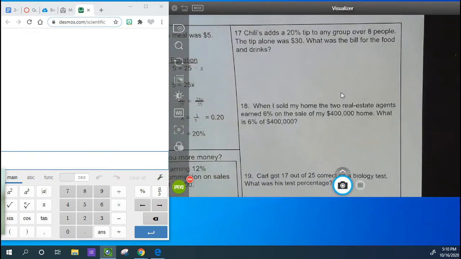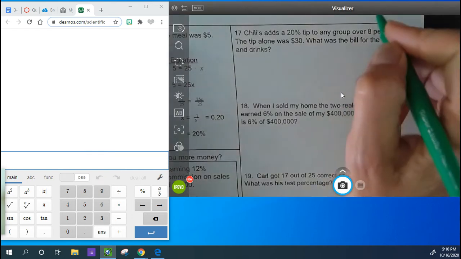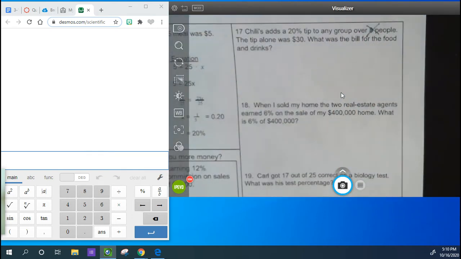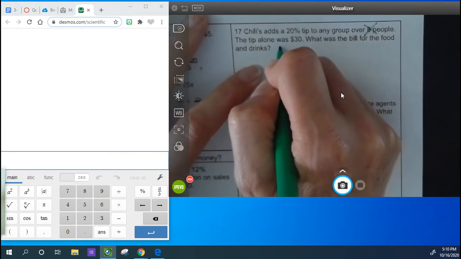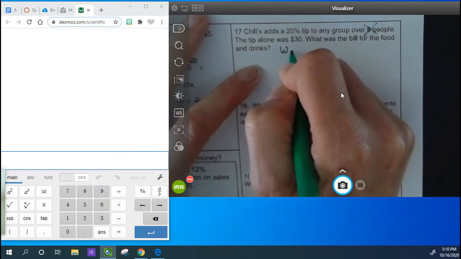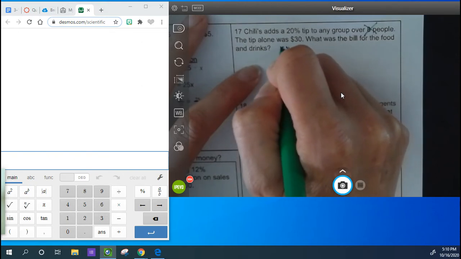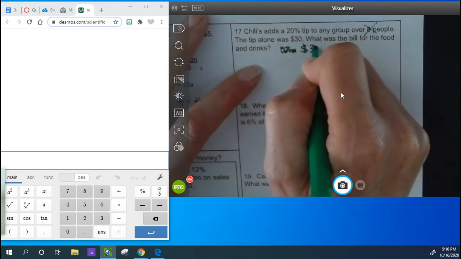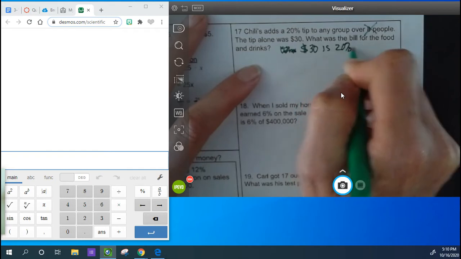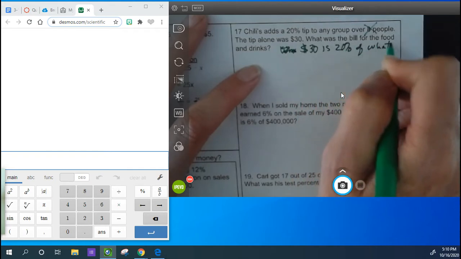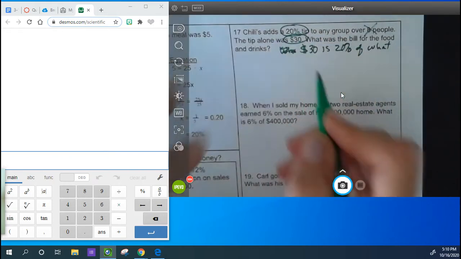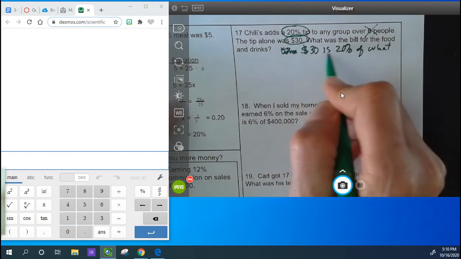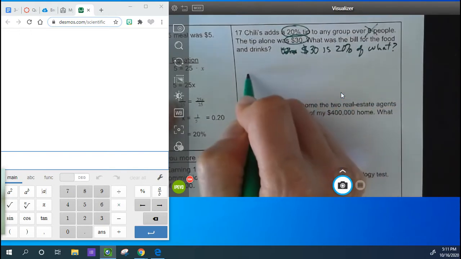Chili's adds a 20% tip to any group over 8 people. That's useless information. The tip alone was $30. What was the bill for food and drinks? So the implied question here is: $30 is 20% of what? The tip alone was the $30, so that's the part. So the implied question is, $30 is 20% of what?